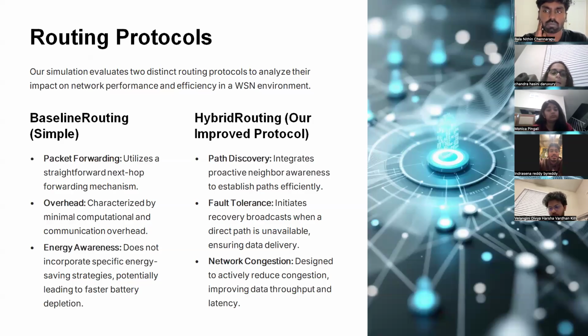And coming to the hybrid routing, it combines proactive neighbor information plus reactive recovery. It knows nearby nodes and selects routes smartly. If a path fails, it sends a recovery broadcast to find a new route, which helps to reduce the congestion and improve the reliability. By comparing both of them, we can see that the baseline is a simple and basic routing method, and the hybrid is an advanced method expected to perform better in dynamic cases. And then the next slides will be explained by my friend.